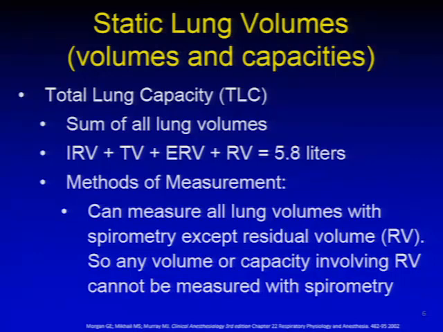Total lung capacity is a static lung volume that quantifies just what its name implies, which is the total capacity of the lungs. Total lung capacity is additive of all the static lung volumes, such as inspiratory reserve volume, tidal volume, expiratory reserve volume, and residual volume, and normal total lung capacity is about 5.8 liters. Now, residual volume is really the only volume that's not easily measured and not measured with spirometry. So if a volume includes residual volume as a portion of its volume, then we cannot accurately measure it using spirometry.